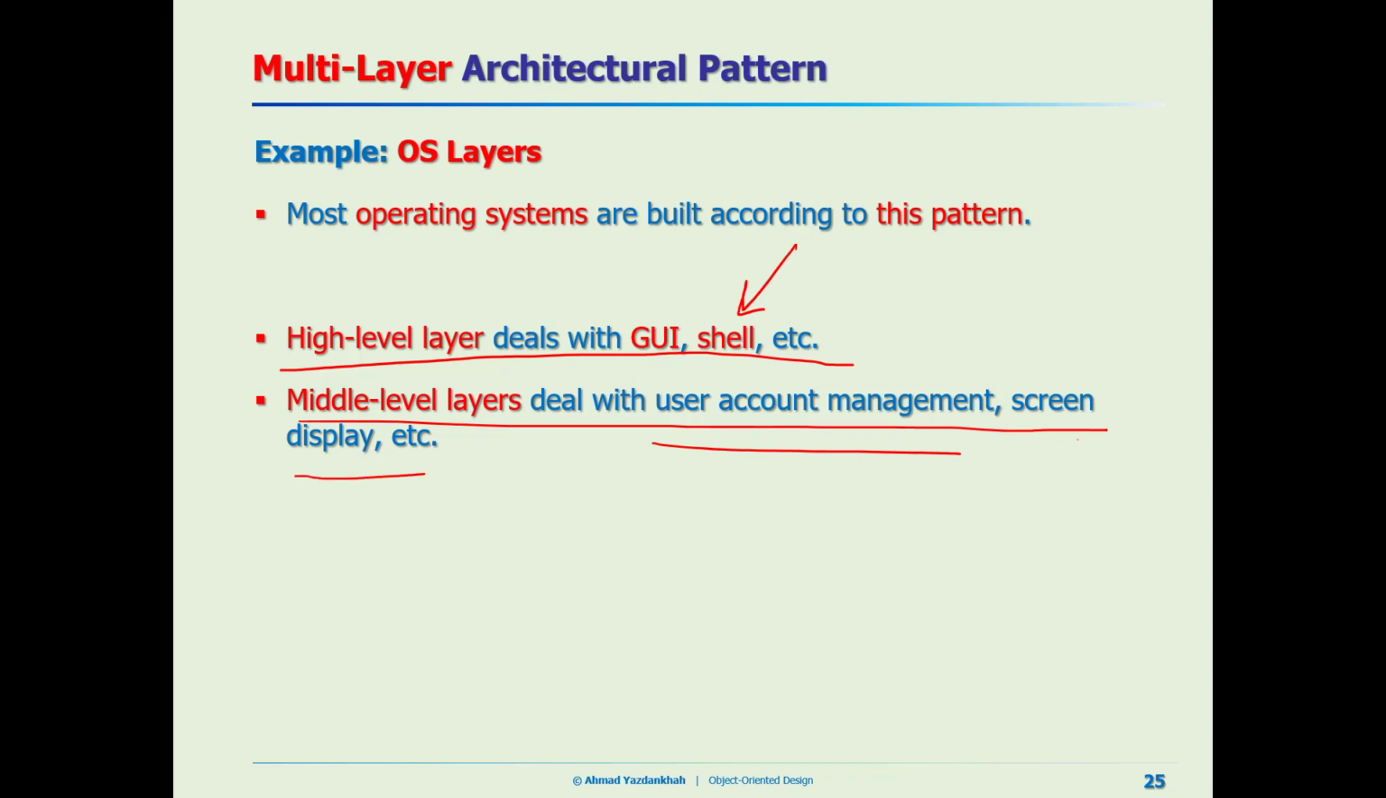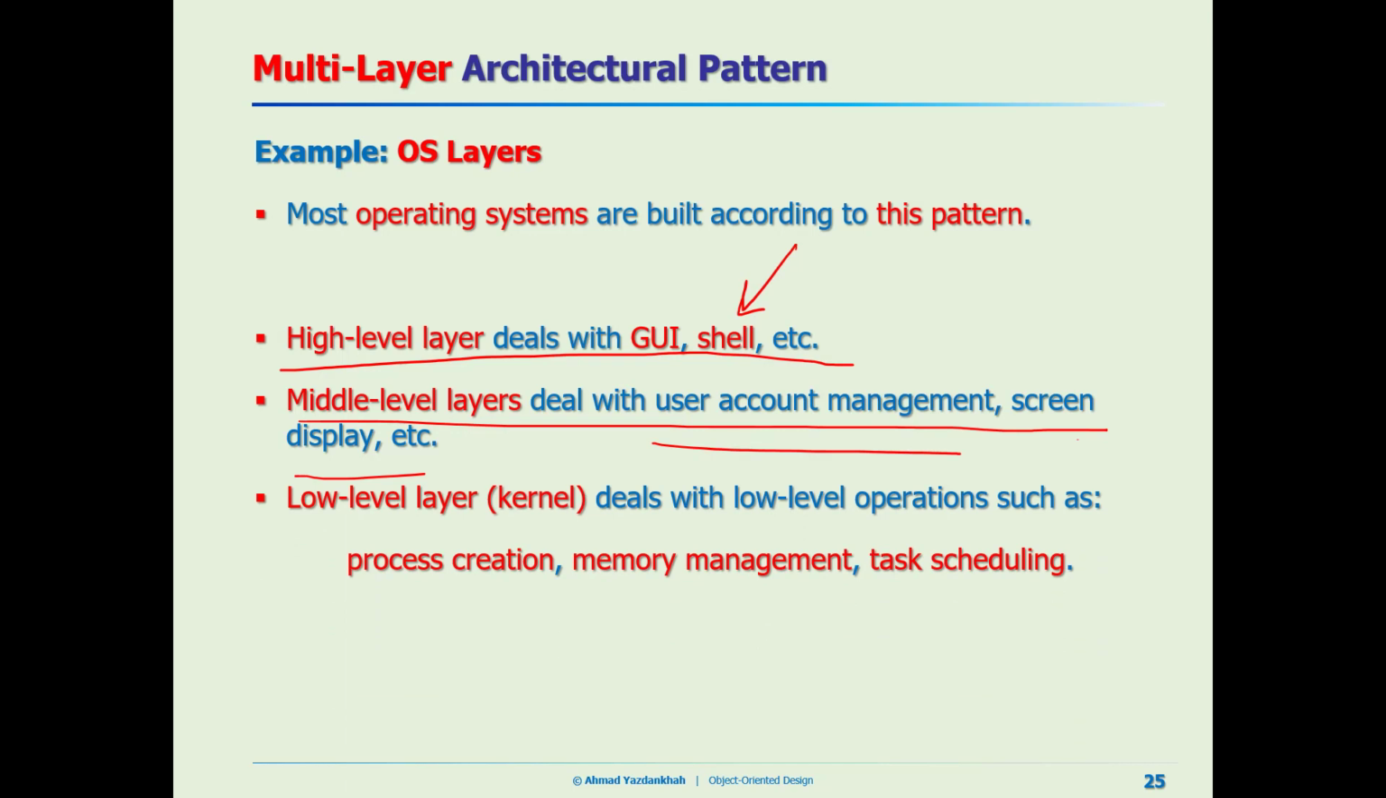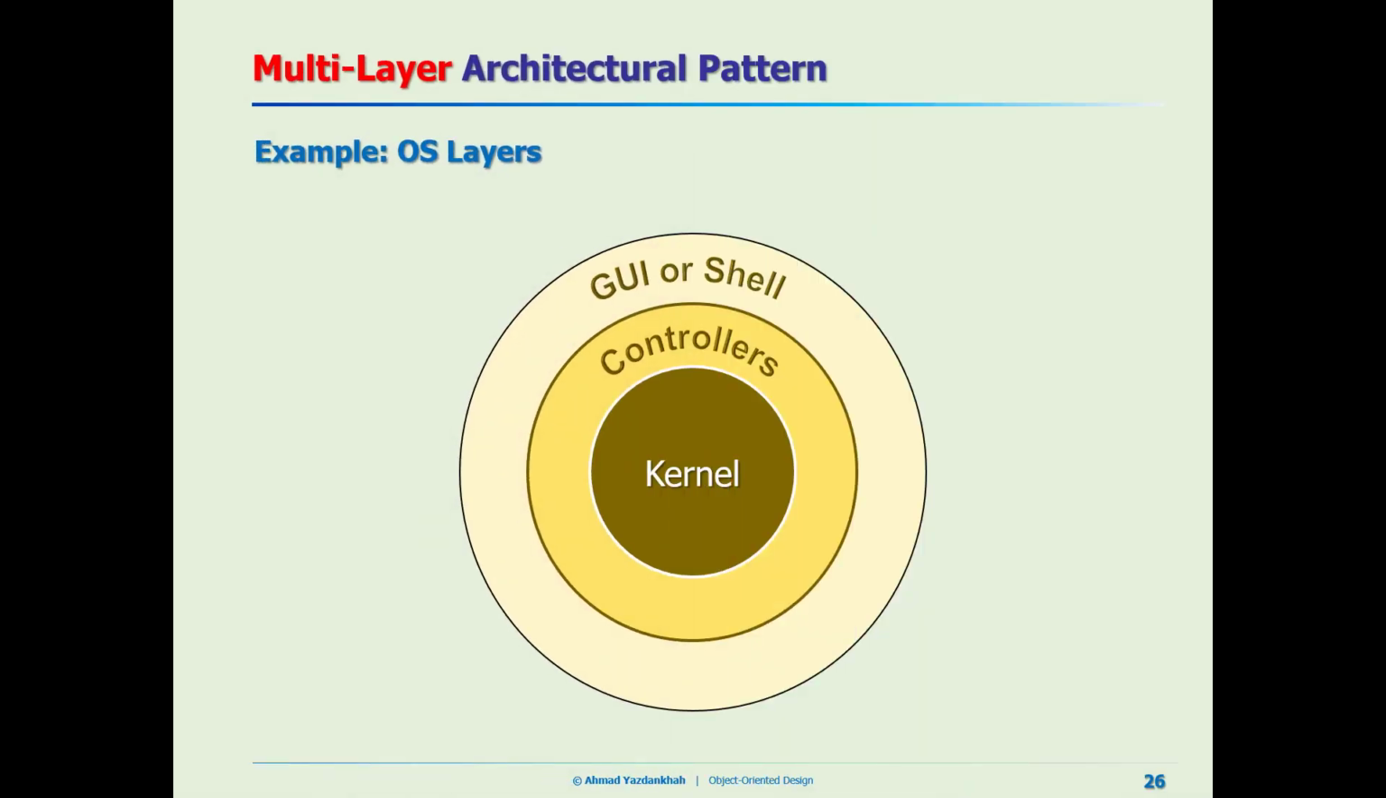And in the third, lower-level layer, which we call the kernel, operating systems deal with process creation, memory management, task scheduling, and operations like this. The kernel is very close to your computer hardware, the drivers, for example, right? So here is how we show the operating system layers.